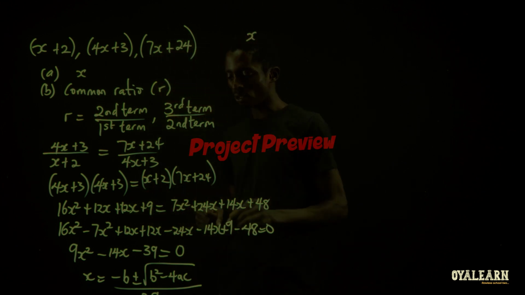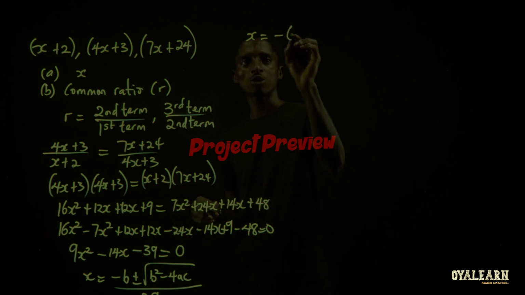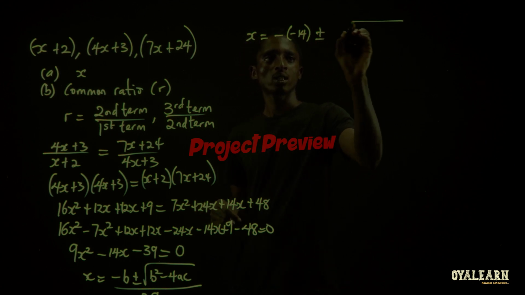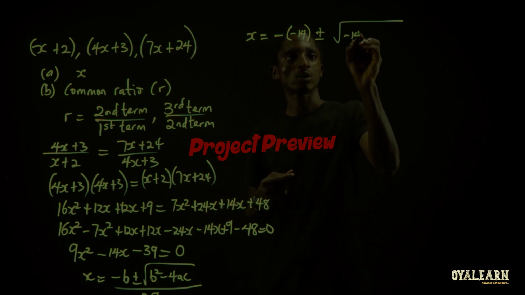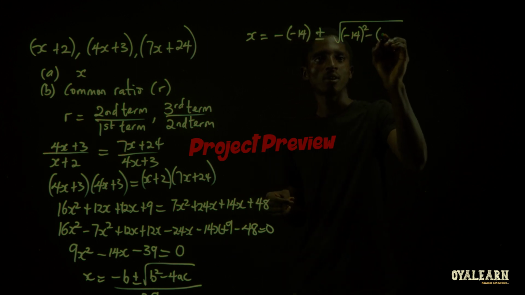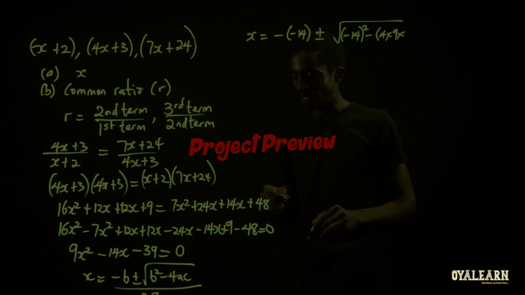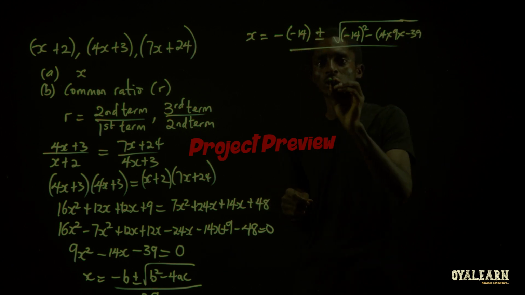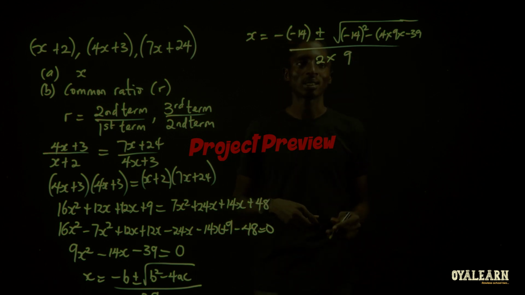Our value of x therefore becomes negative our value of b, remember, is negative 14, so put that in a bracket so you do not make a mistake. Then plus or minus the square root, in this case b squared, which is negative 14 in bracket squared, minus, now we have 4 multiplied by our a, which is 9, multiplied by our c, which is negative 39, all upon 2 multiplied by a, which is 9. Now take time to solve this.